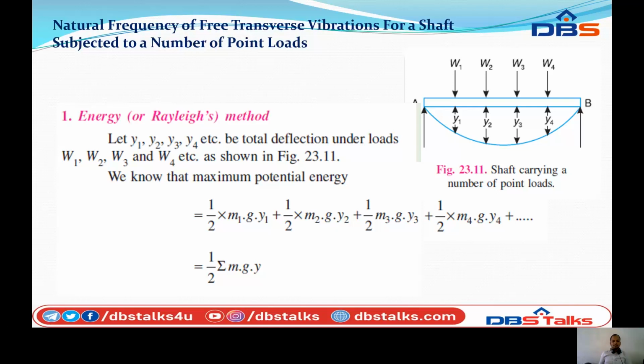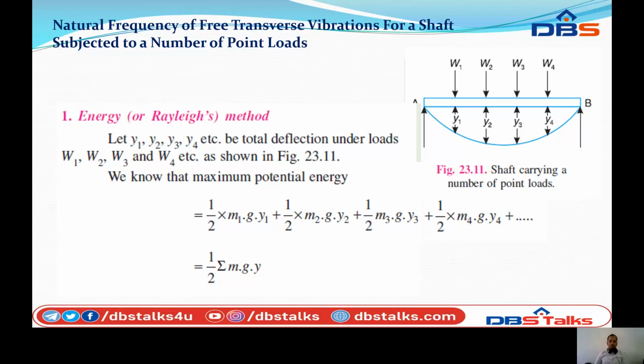Then one more condition is there: the natural frequency of the free transverse vibration of a shaft at different loads. The loads are different, meaning at various positions. So let us consider a shaft AB of negligible mass which is loaded with the point loads W1, W2, W3, W4, the weights with masses as m1, m2, m3, m4.